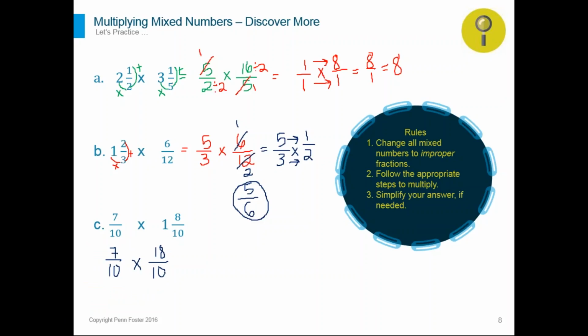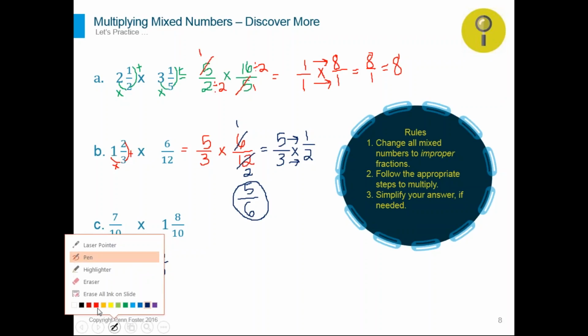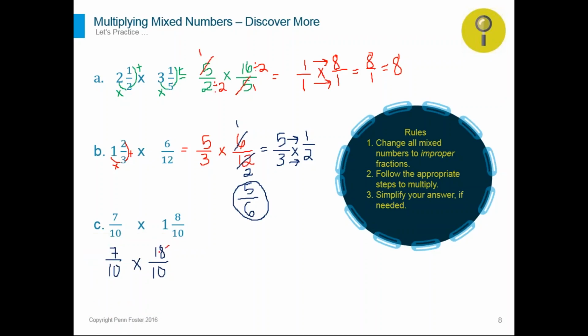So we need to look for another way to simplify our problem. Well, I have 10 and 18. So I can just divide by 2, you know, because they're even numbers. So 18 divided by 2 will give you 9, and 10 divided by 2, or I can choose this 10 or that, 10 over 2 will give you 5. Okay, let's rewrite the problem. We have 7 over 10 times 9 over 5.